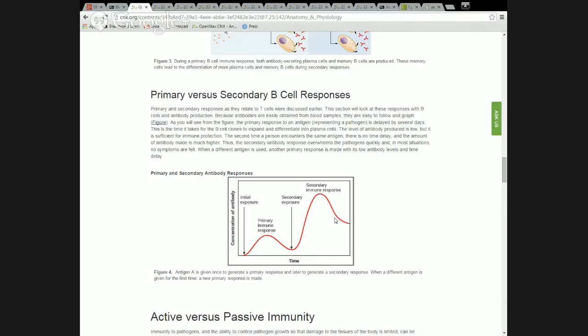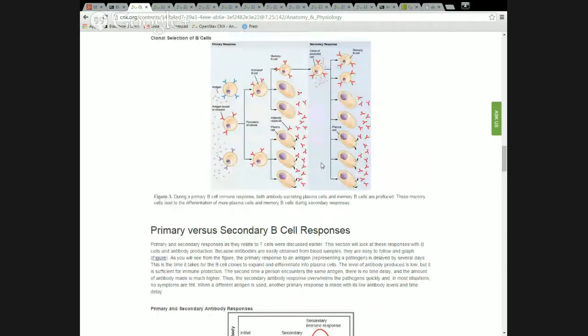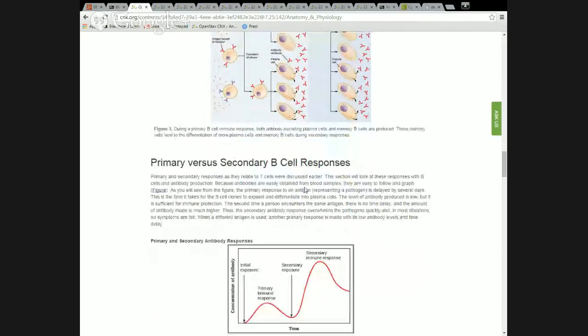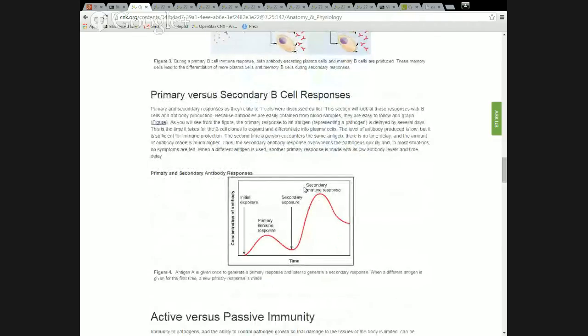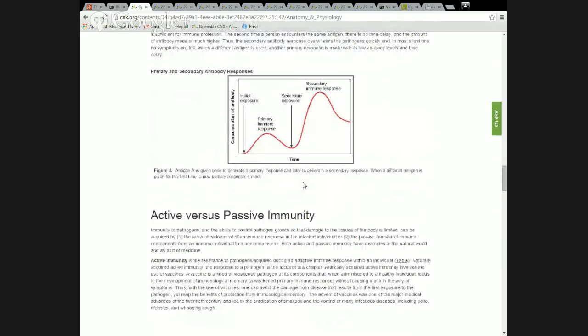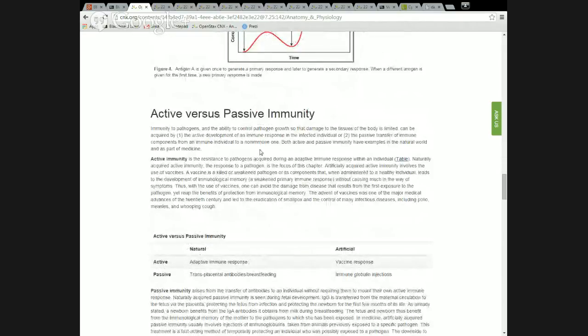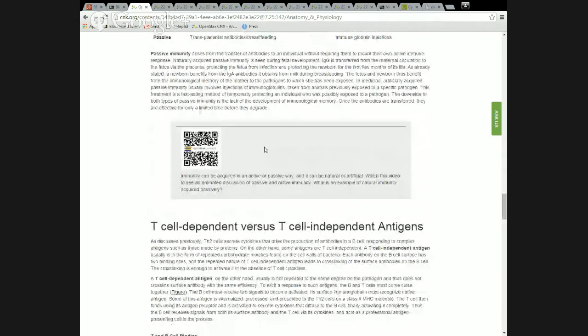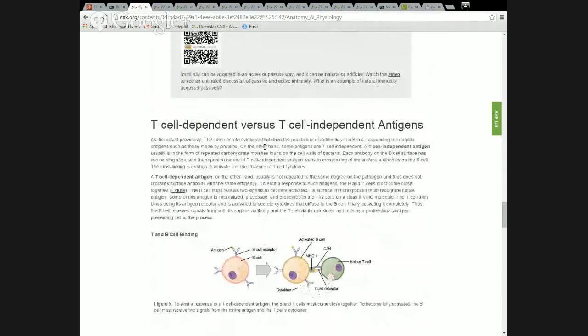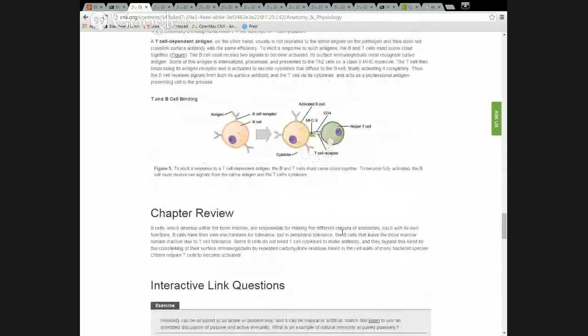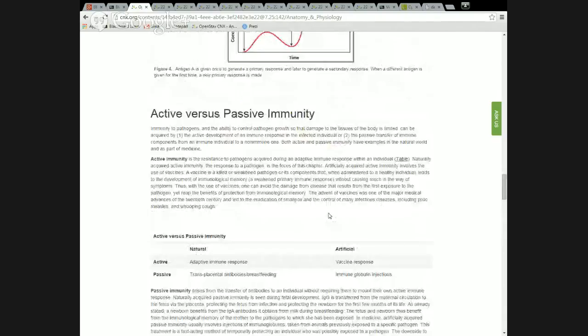The secondary immune response is based on memory cells doing their job. And here they're referring to it specifically for B cells, B memory cells. But the same thing can be said for T memory cells also, okay, or memory T cells, of which there's a helper version and a cytotoxic version. I talked about active and passive immunity already, which is there. I showed you this picture earlier, and that's the end of the B cell part.